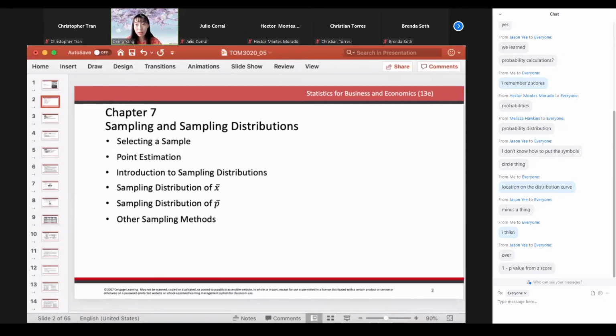So let's get started. Just trying to get the windows right. So, okay.